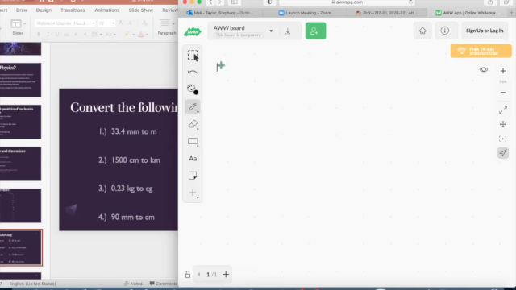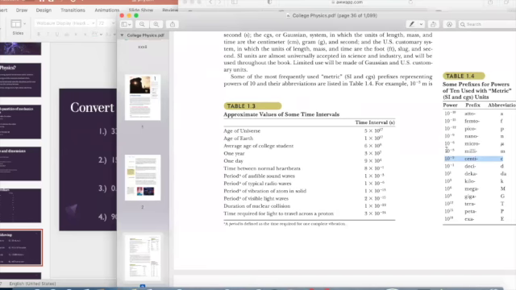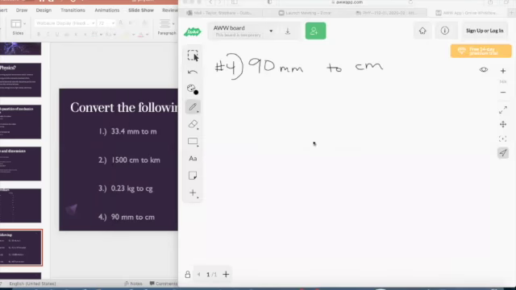Number 4 is asking us to go from 90 millimeters to centimeters. If we go back, we'll see that centi and milli are right next to each other. So technically all we're doing is moving the decimal place over once. But I'm going to go ahead and work this out so we can see it. 90 millimeters.